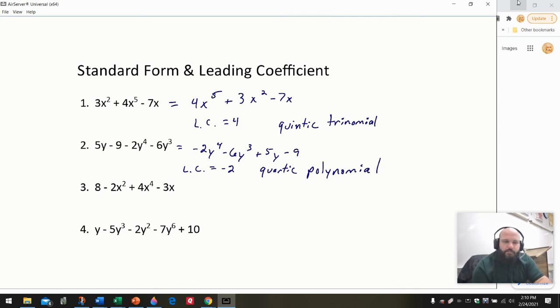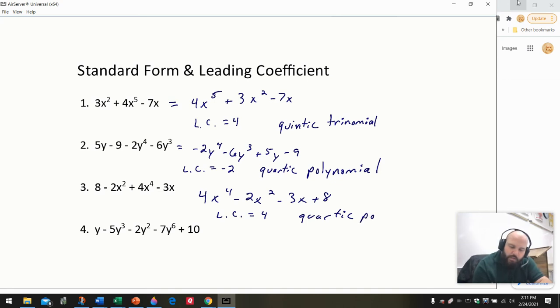Now, number 3 is done in a similar fashion. We are going to order them from greatest to least. So 4x to the fourth minus 2x squared, then minus 3x, and then plus 8, just like that. So highest power to lowest, we need to identify the leading coefficient. Leading coefficient is equal to 4. Now, what is that? That is also a quartic. It's a quartic because the highest power is 4. And because it has 4 or more terms, we're going to also call that a polynomial.